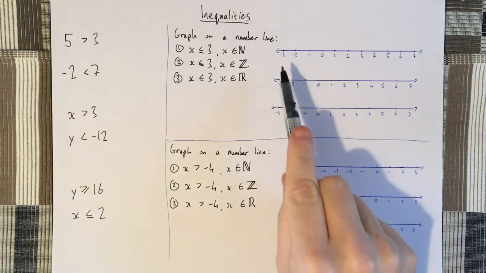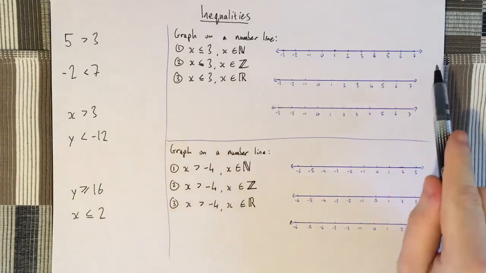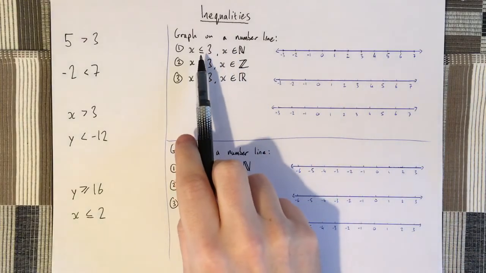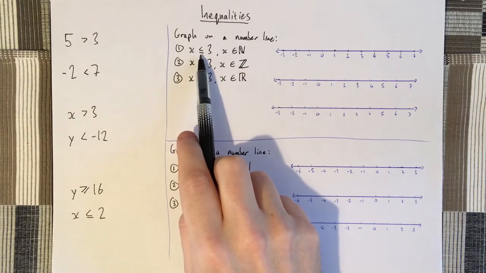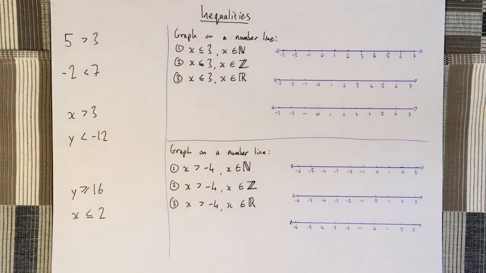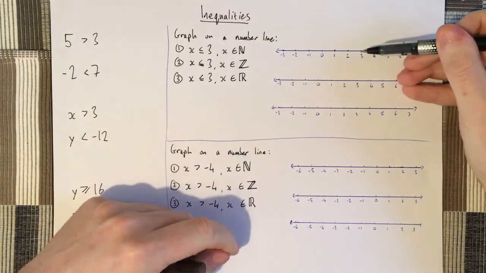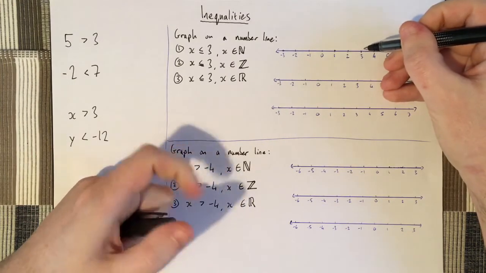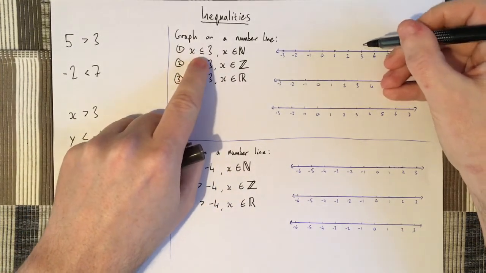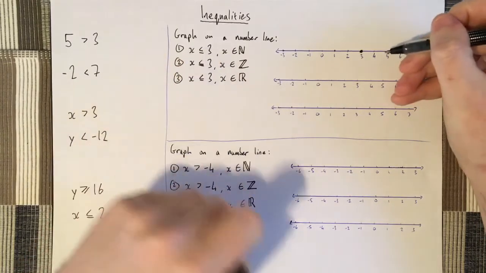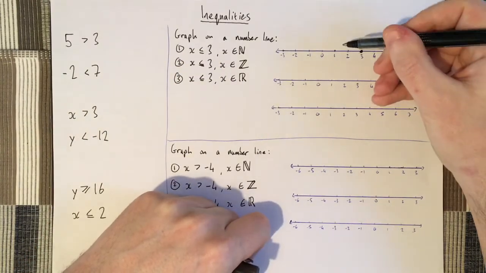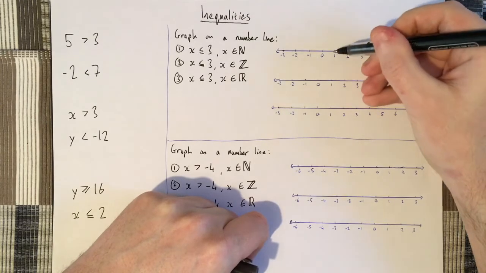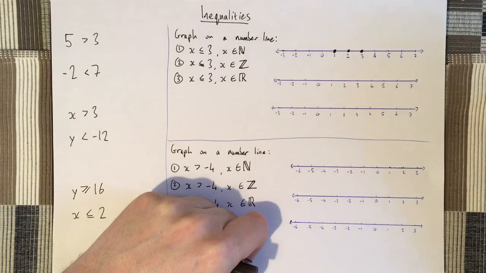Okay, so here I've got a number line going from -3 to 7. So what numbers do I have on this number line that are less than or equal to 3 and are natural numbers? Well, 3 is a natural number. It's a positive whole number, and it is less than or equal to 3, so I'll put a mark on 3. 2 is less than or equal to 3, and it's a natural number. 1 is less than or equal to 3, and it's a natural number.